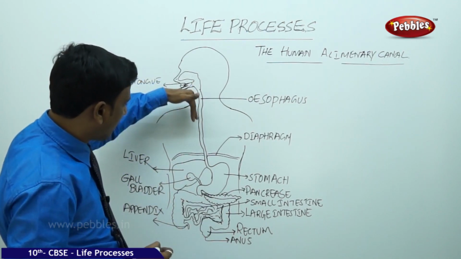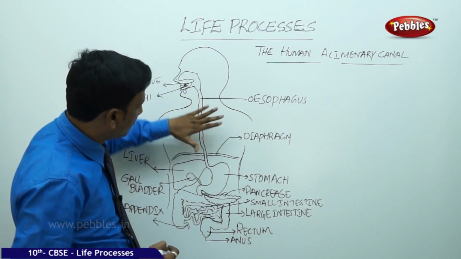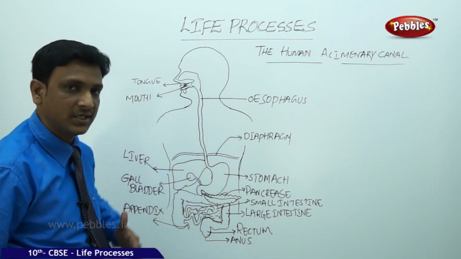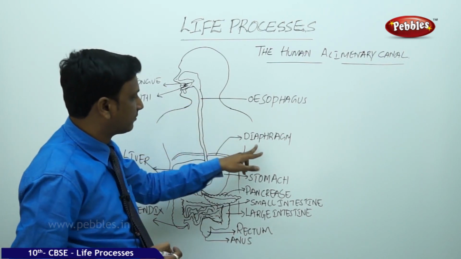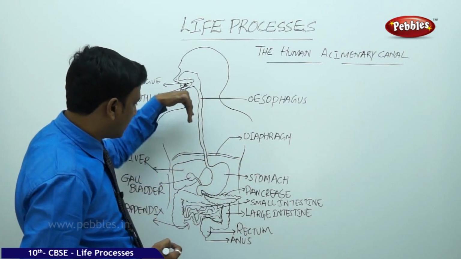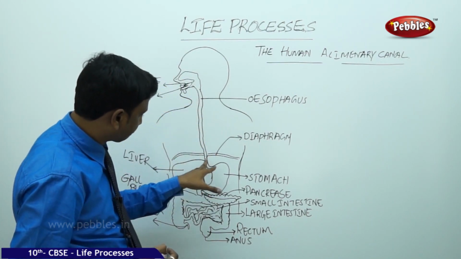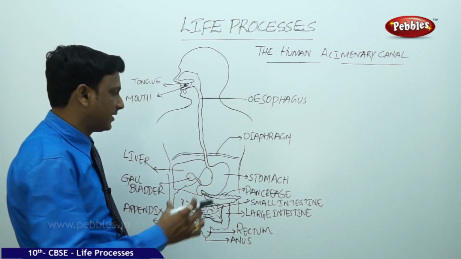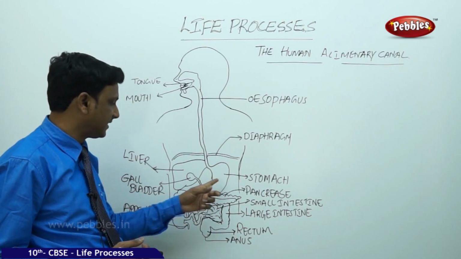The esophagus passes through a muscular wall which separates the chest cavity and the abdominal cavity. This is the abdominal cavity and this is the chest cavity. Both are separated by a muscular wall called diaphragm. So the esophagus passes through the diaphragm and it enters into the stomach. Stomach is a muscular bag-like structure in which the process of digestion takes place, physical digestion.